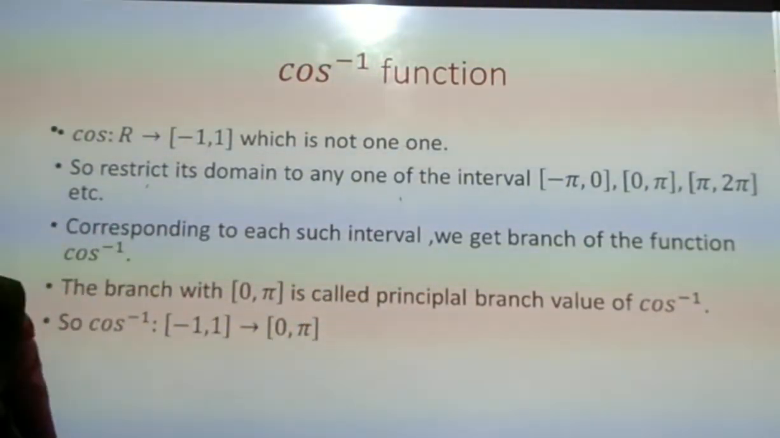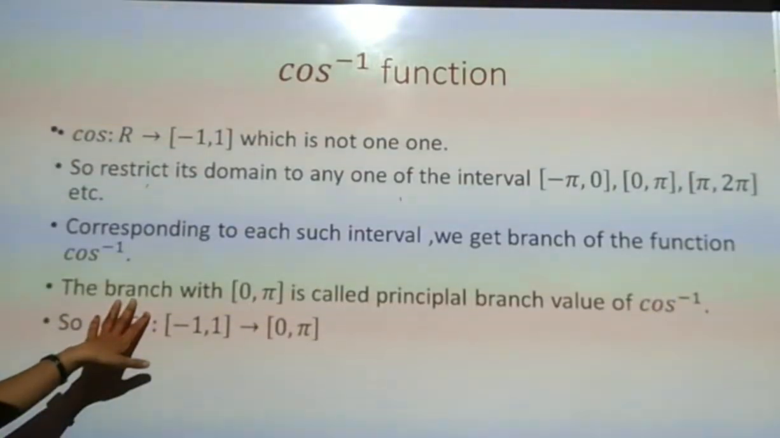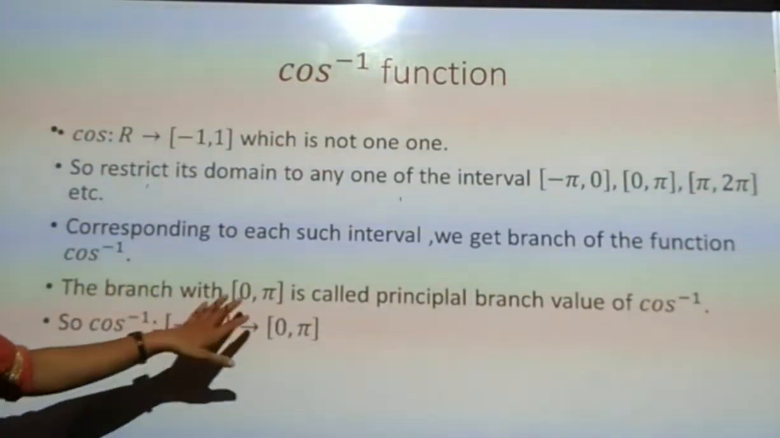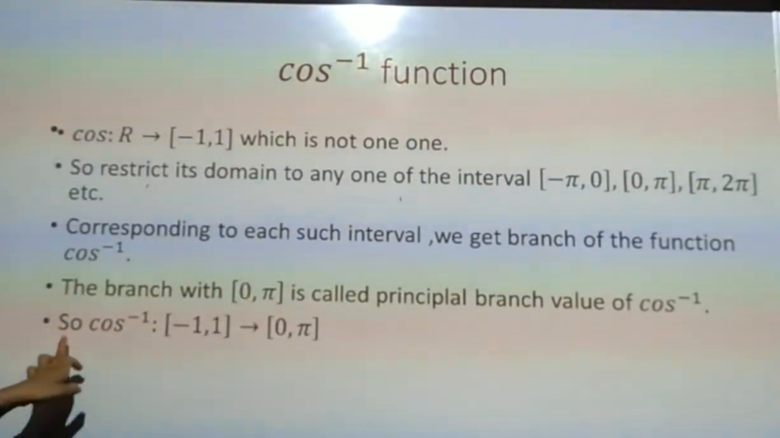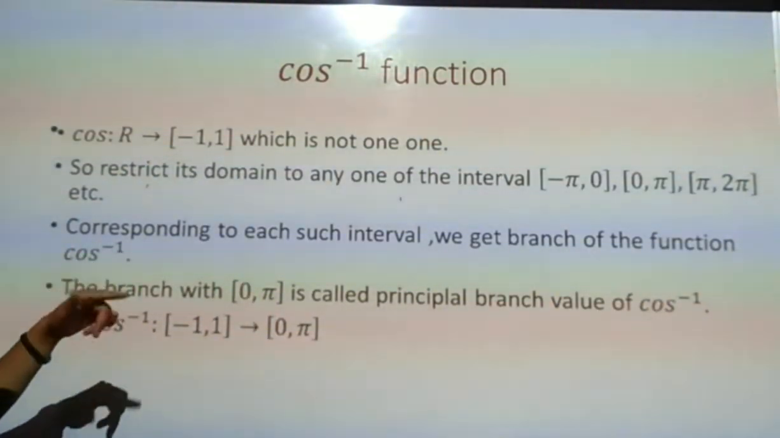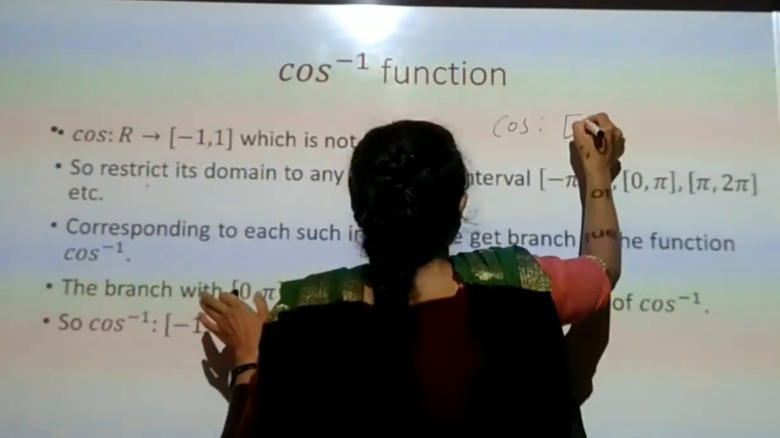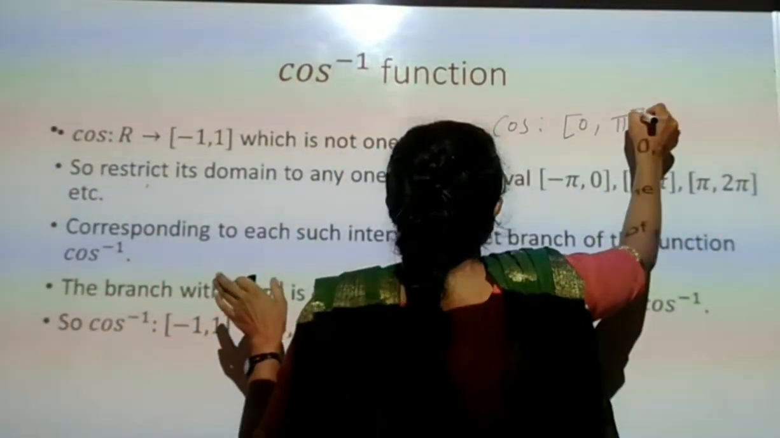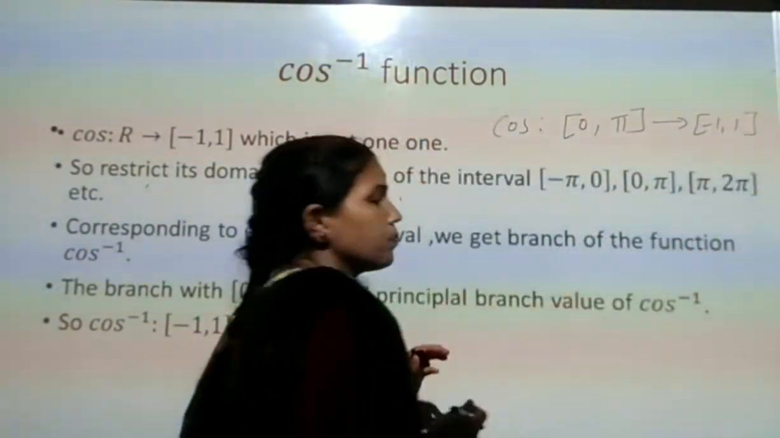So for the sine inverse function, remember the principal value branch is minus pi by 2 to plus pi by 2. For the cos inverse function, the principal value branch is 0 to pi, and your cos inverse is now defined from minus 1 to plus 1 to 0 to pi, where we restrict the domain of the cos function from R to 0 to pi.